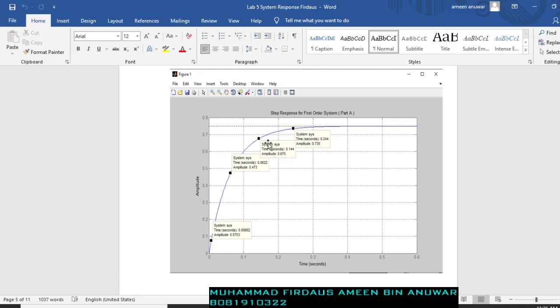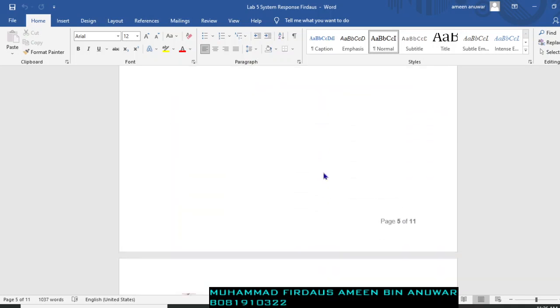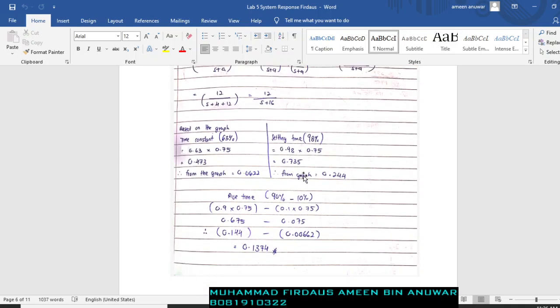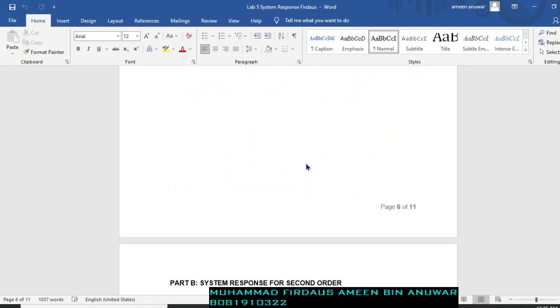And for the rise time, I need to subtract this one and this one. I insert this inside my calculation: the time constant, settling time, and the rise time. So that's all for Part A.